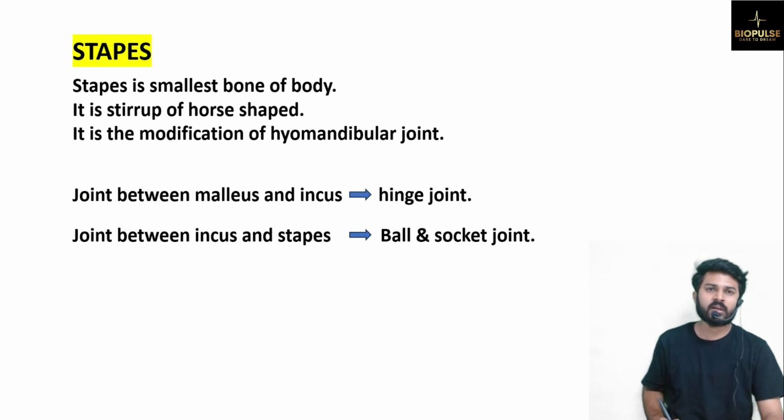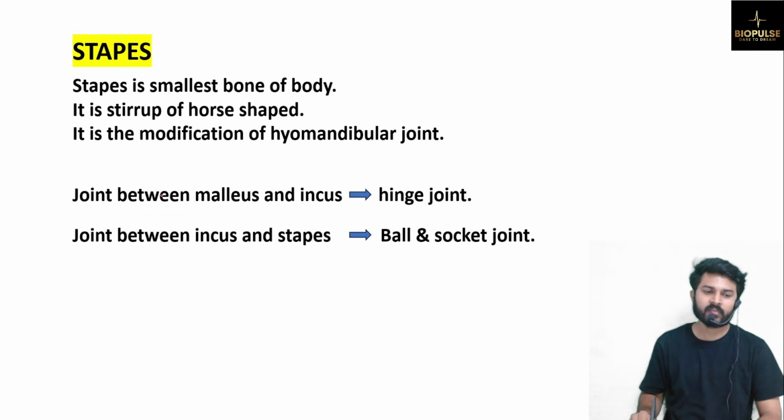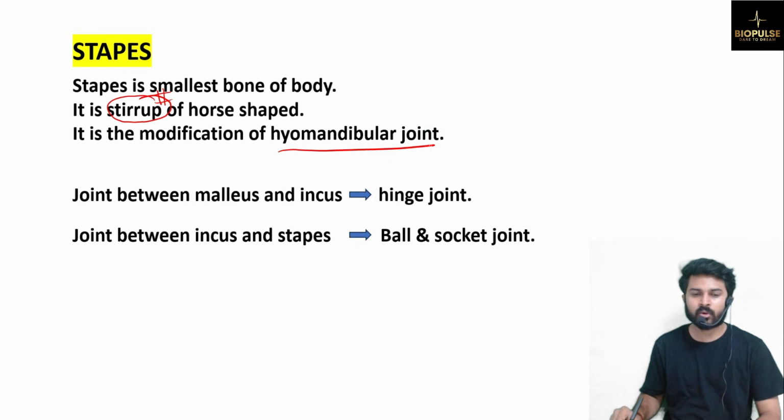The last one is stapes. It is the most important ear ossicle, as it is the smallest bone of the body. If they ask what is the shape of the stapes, you have to tell it is stirrup shaped. If they ask what it is the modification of, you have to tell which bone. It is the hyomandibular bone. This is important.